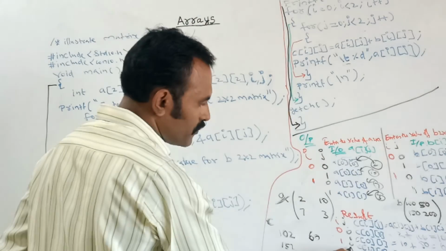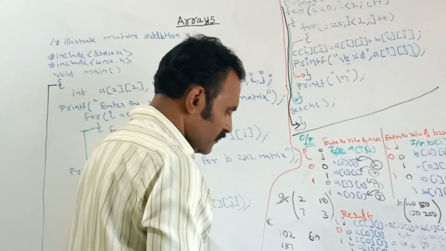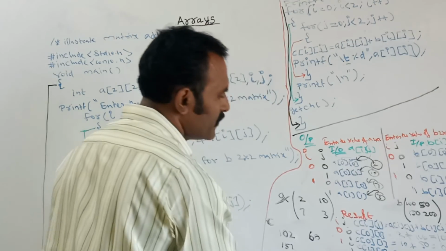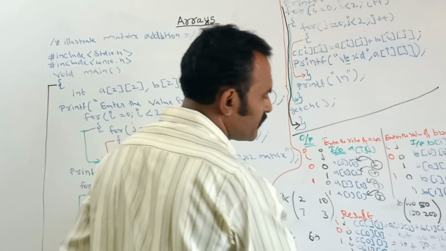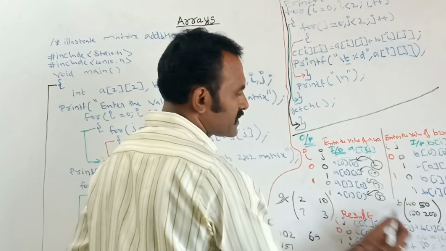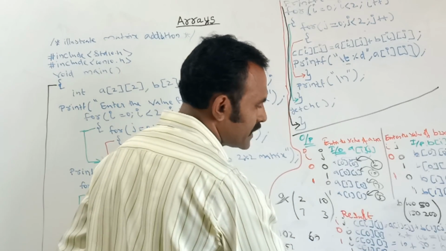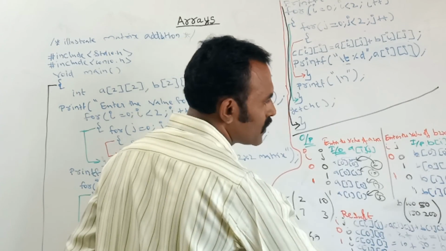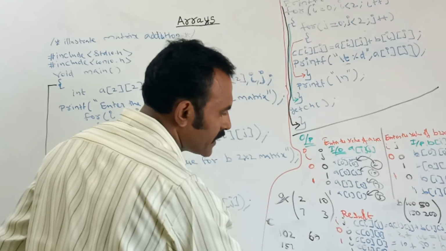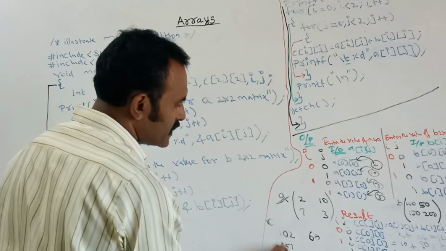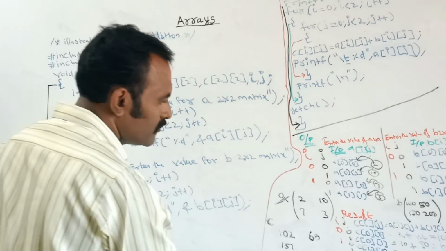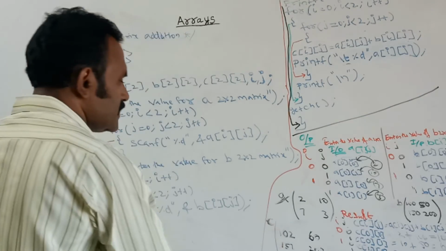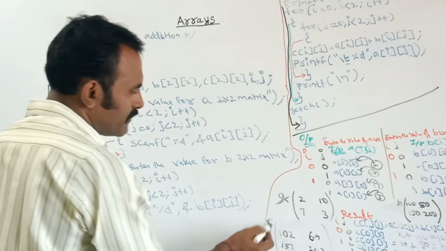Next, this is the inner loop. Here the inner loop value will be 1. Now here c of first row first column, what is the value? We are going to store a of first row first column plus b of first row first column. The a of first row first column value is 3, plus b of first row first column the value is 200. So the result is 203. This 203 will be stored here, that is c of 1, 1. So c of 1, 1, the value is 203. 203 is stored here. So this is the matrix c. We are printing this matrix c like this.